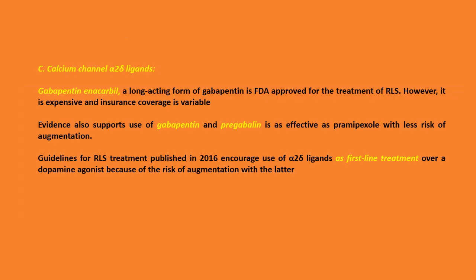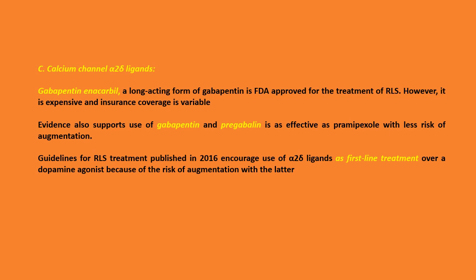C. Calcium channel alpha-2 delta ligands. Gabapentin enacarbil, a long-acting form of gabapentin, is FDA approved for treatment of RLS. However, it is expensive and insurance coverage is variable. Evidence also supports the use of gabapentin, and pregabalin is as effective as pramipexole with less risk of augmentation.